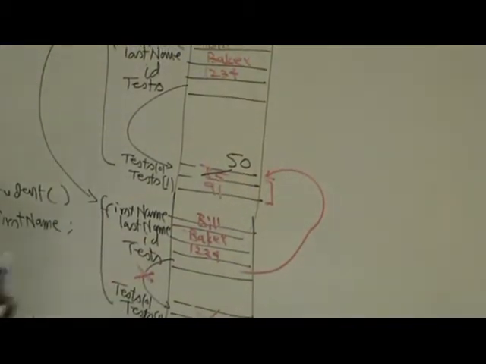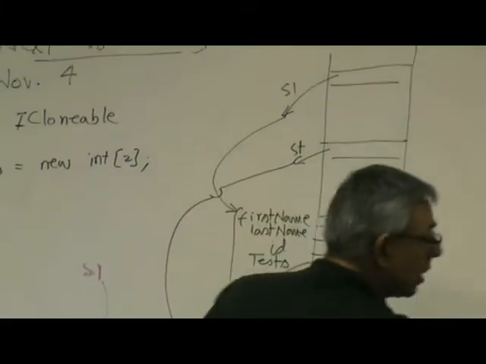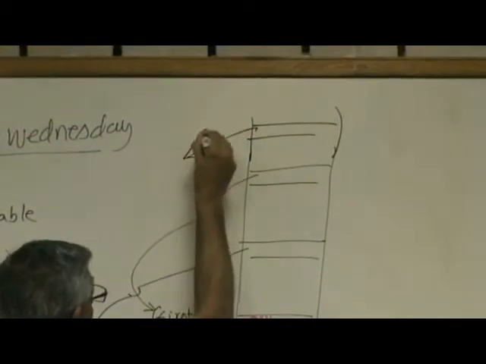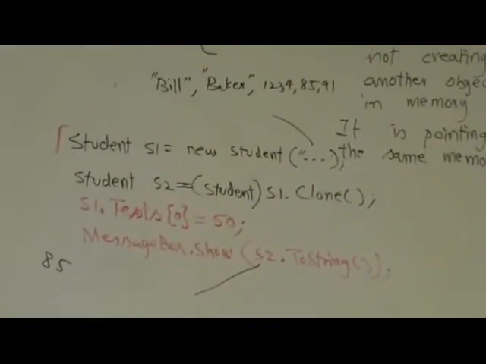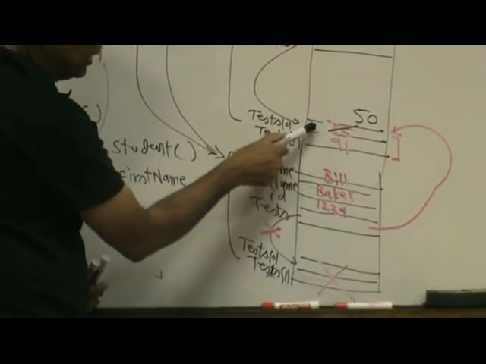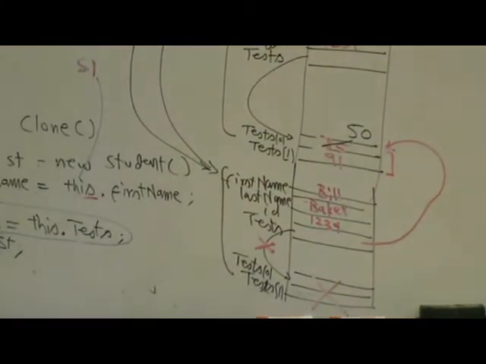Okay. Now we try to print out MessageBox.Show s2.ToString. So we go to s2. Sorry, I forgot to put s2 over here. So let's put s2 over here. And this is pointing over here. Because whatever was returned by this, s2 will be pointing over here. Student s2 equal to this one, right? Okay. So anyway, if we try to print it, it will print Bill, Baker, 1, 2, 3, 4. And once we try to print tests of 0, tests of 1, where will it go? So we'll print 50.